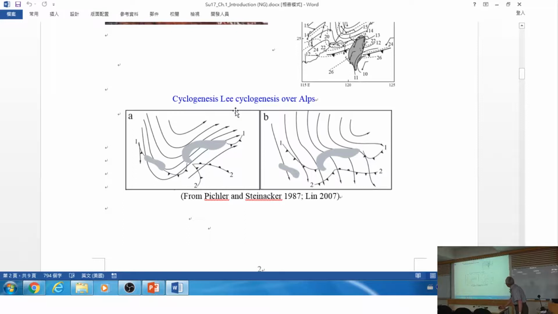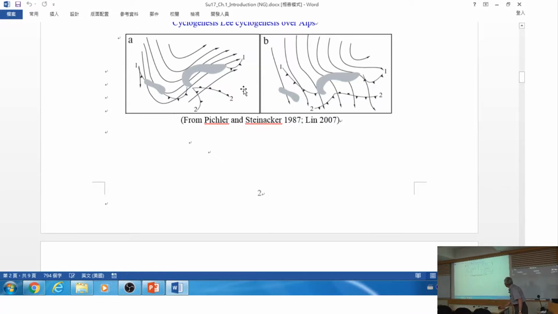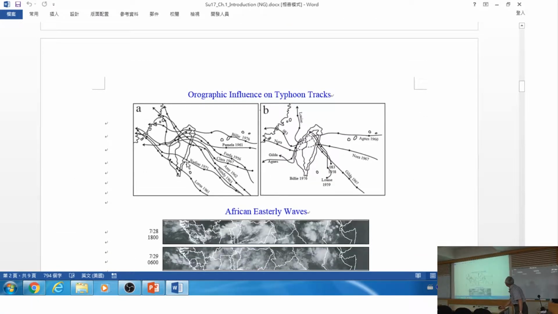Also a very famous phenomenon, this is cyclogenesis. All the arcs, this arc here. Anybody know what this mountain range is? Pyrenees. So here's France, here's Spain. And which country is this? Taiwan. Okay, Taiwan.